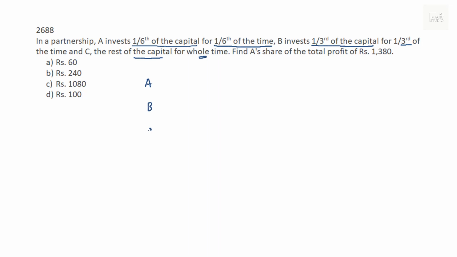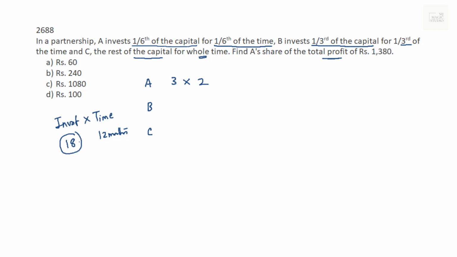The ratio in which the profit would be divided is given by the weighted investment, that is investment into time. Now let the overall time be 12 months and the overall investment be LCM of 6 and 3, that is 18. So out of 18, A invests 1/6, 1/6 is 3, for 1/6 of the time, that is 2 months.